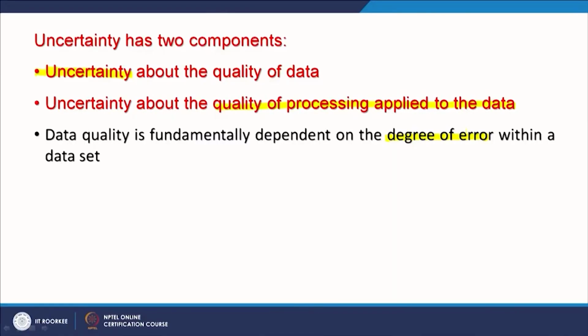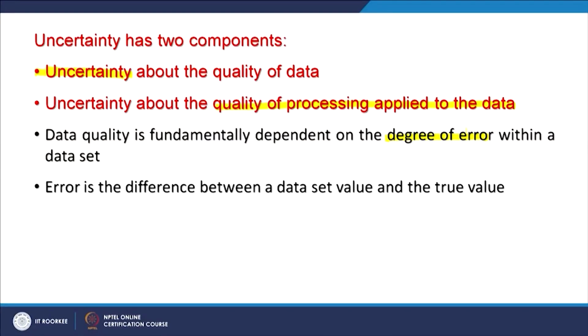my study. So, the data quality, as you know, is fundamentally dependent on the degree of error within a data set. If errors are very minimum, that means the data, in the case of a digital elevation model, is giving a good representation of a terrain. But if the degree of error is very high, then you can think what reliability you would have and how big the uncertainty would be.